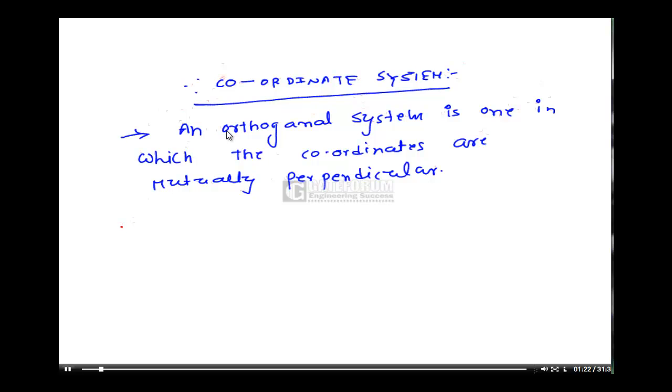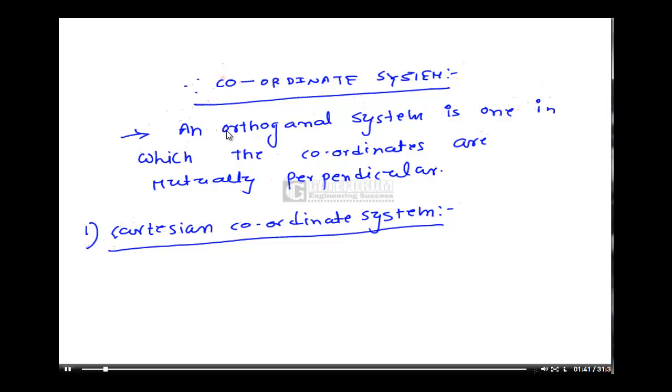The first coordinate system is Cartesian coordinate system. It is also called a rectangular coordinate system. Already we have a small introduction to this. So in this Cartesian coordinate system, the three variables we will represent with x, y, z.